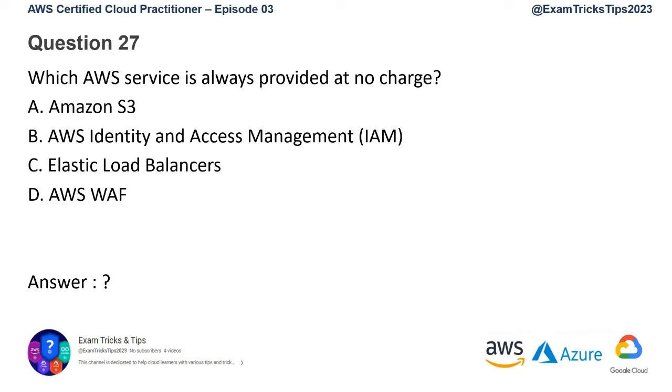Question number 27. Which AWS service is always provided at no charge? Amazon S3. Now we know S3 is not always free. There will be a free tier, I think up to 5 GB.